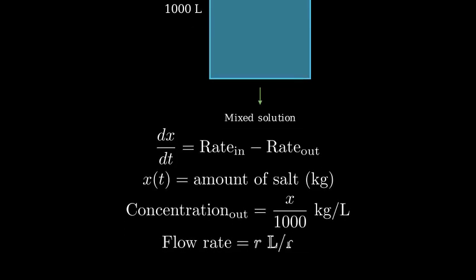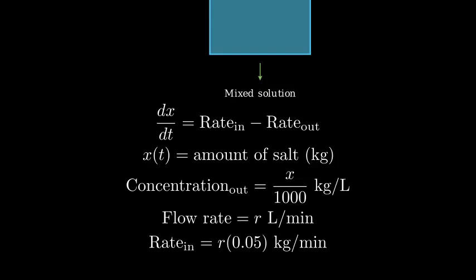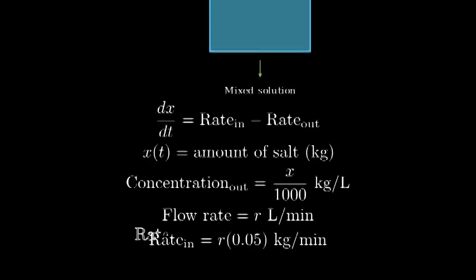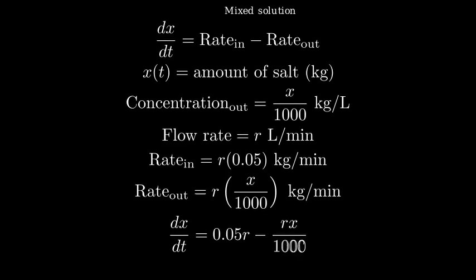Let's say the flow rate is r liters per minute. The rate salt flows in is r times 0.05 kilograms per liter. The rate salt flows out is r times x over 1,000 kilograms per liter. Our differential equation becomes dx/dt equals 0.05r minus r x over 1,000.